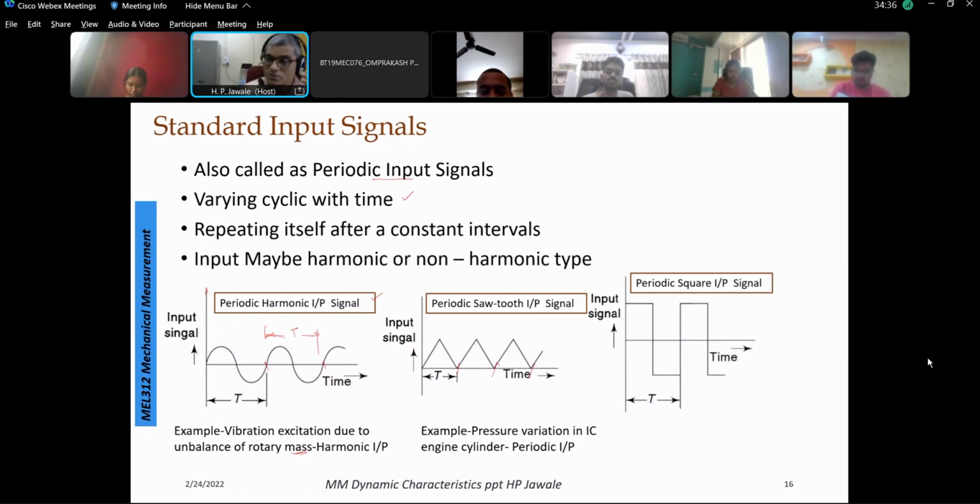So here also some conditions are there. If the load conditions remain more or less constant, the pressure wave generated inside the IC engine cylinder will more or less exhibit a periodic nature. Whatever signal is generated in a given time will be repeated with the same amplitude a number of times. So these are the standard inputs called periodic input signals. They can be either harmonic or non-harmonic.